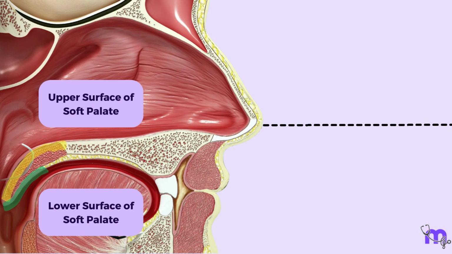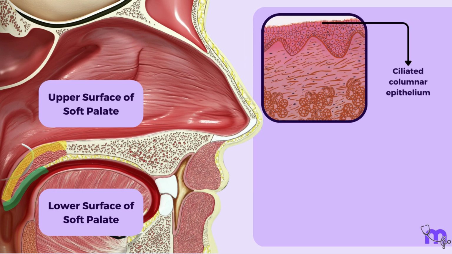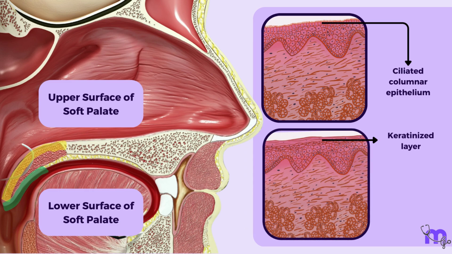The area facing the nasal cavity is lined by ciliated columnar epithelium, and that facing the oral cavity is lined by keratinized stratified squamous epithelium.